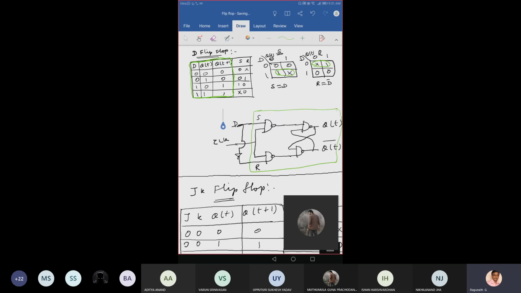Look at this and tell me. Is this the characteristic table or the excitation table? The green part is the characteristic table. Characteristic table of what? Characteristic table of the D flip-flop. Okay. Then you have to write the excitation table of an SR.